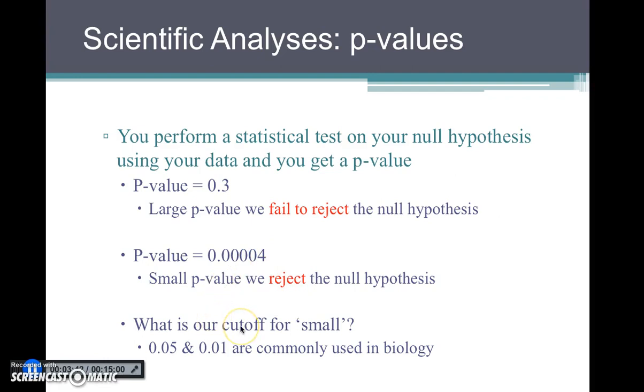And what's the cutoff for small here? Well, that varies from field to field, but biologists generally use cutoffs of 0.05 or 0.01. So a p-value of less than 0.01 would be considered statistically significant, and you would reject the null hypothesis. P-values larger than 0.05 would be not statistically significant, and you would fail to reject the null hypothesis.